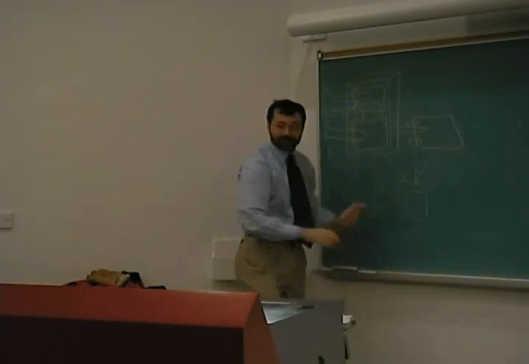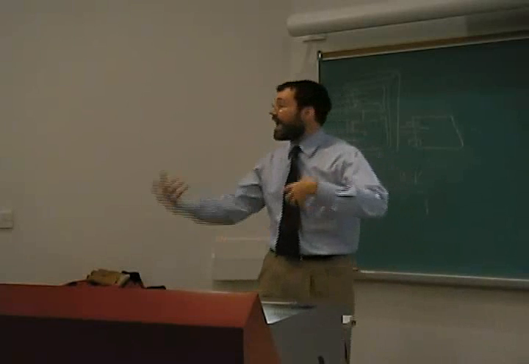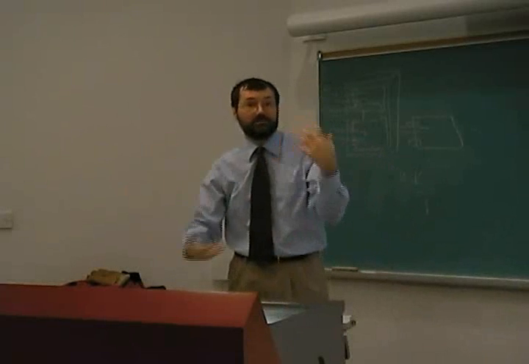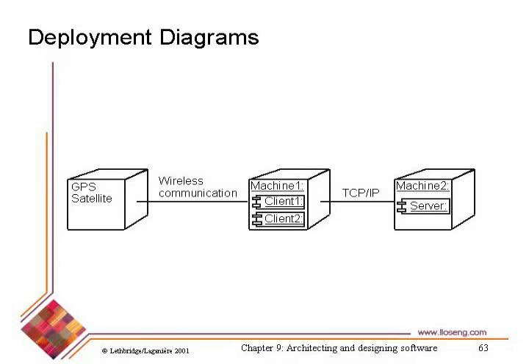The idea is that we're saying where the software will be installed. In this case, I'm installing these two clients on machine 1. Maybe I have a machine 3 down there which has other clients on it. I'm saying that machine 2 has a server, and there's also a chunk of hardware that I'm not talking about the innards of at all, the GPS satellite. And I'm showing the method of communication among these pieces of hardware too. Any questions?